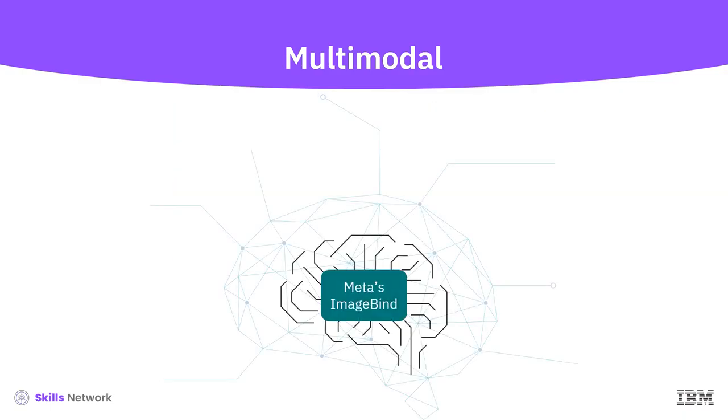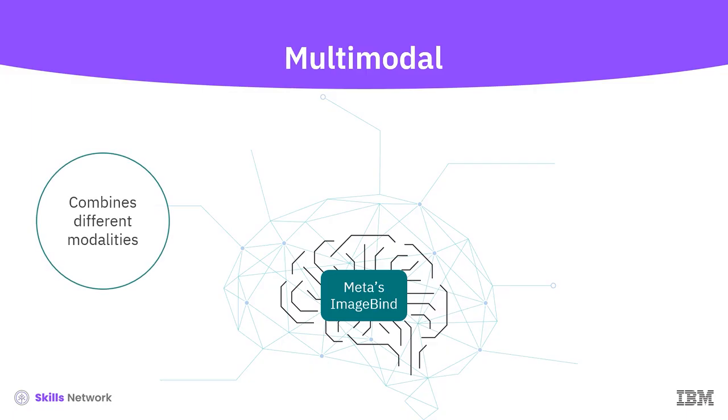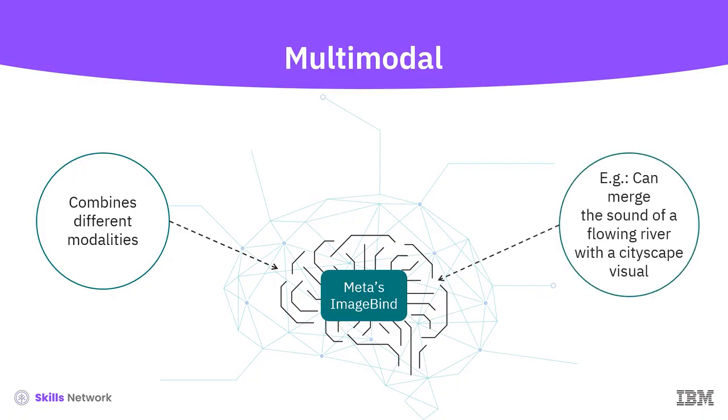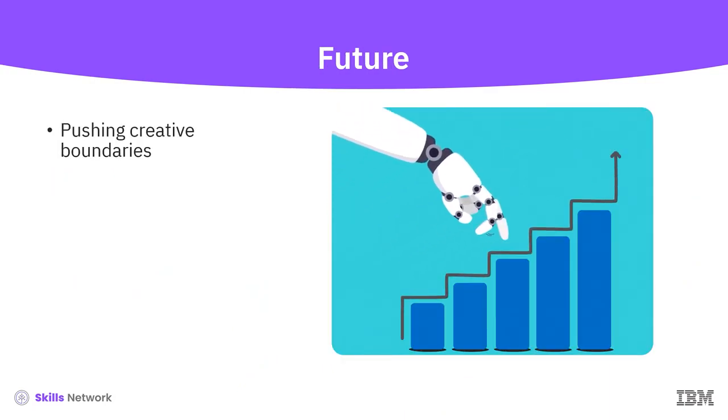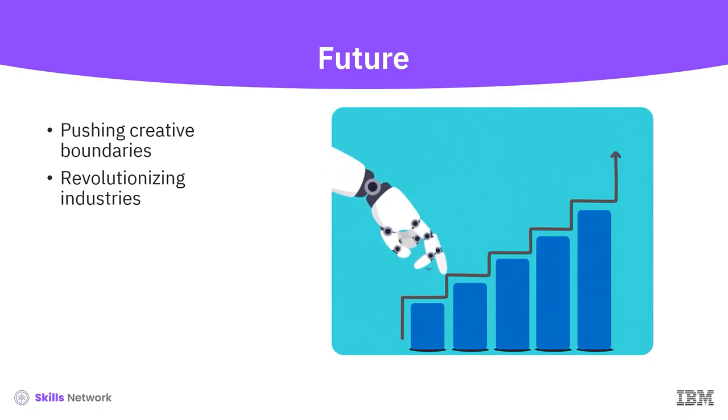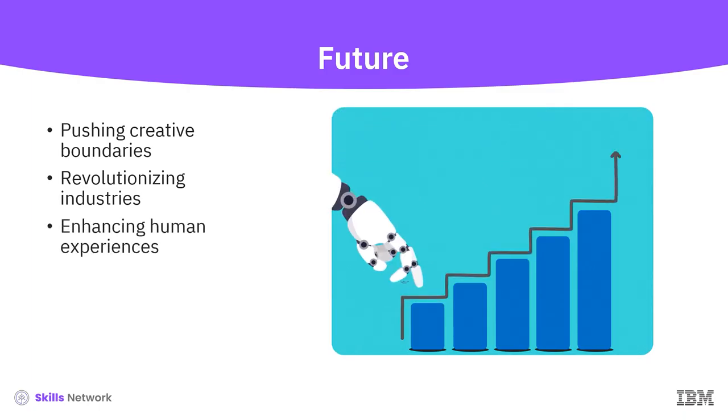Meta's ImageBind, another open-source multimodal AI model, processes diverse data types like text, audio, visual, and movement. Its unique ability to combine information across these modalities allows it to create art from mixed inputs. For instance, it can merge the sound of a flowing river with a cityscape visual, showcasing its versatility. As we move forward, these models will keep pushing the boundaries of creativity, revolutionizing industries, and enhancing human experiences.